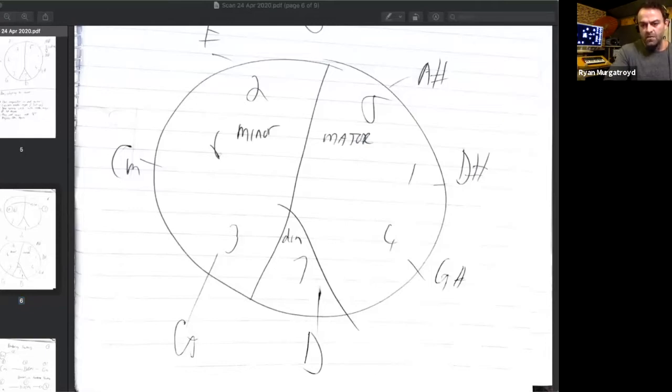Oh my God, you've got 4 keys in your bass? That's crazy. That's really crazy. Okay, so 1.